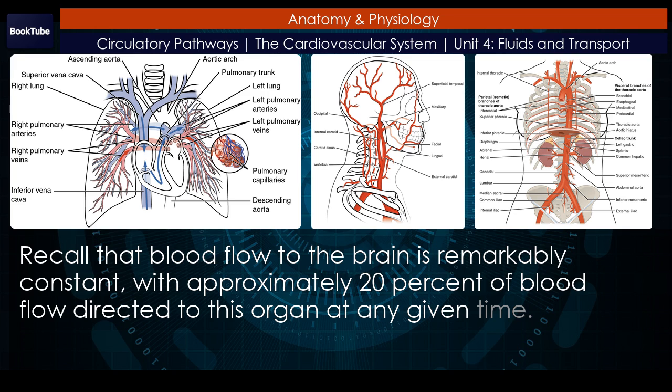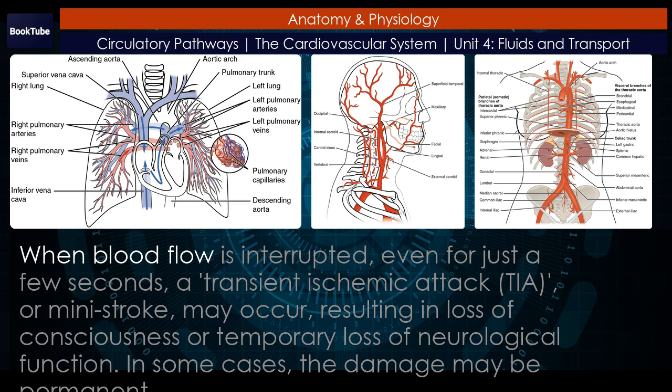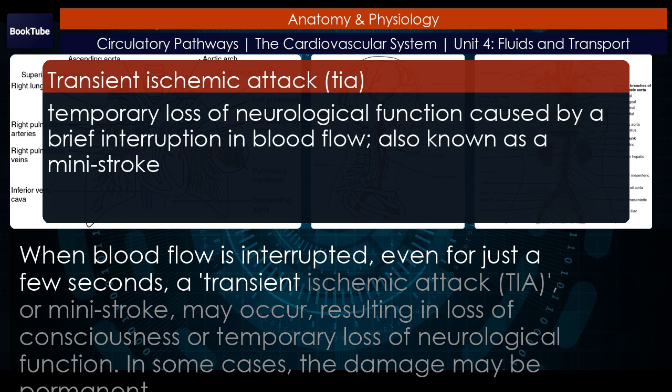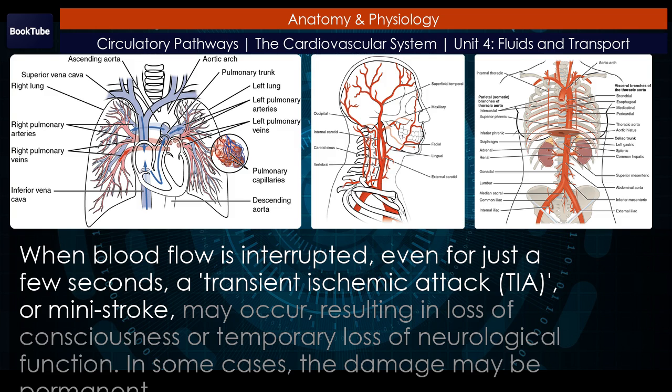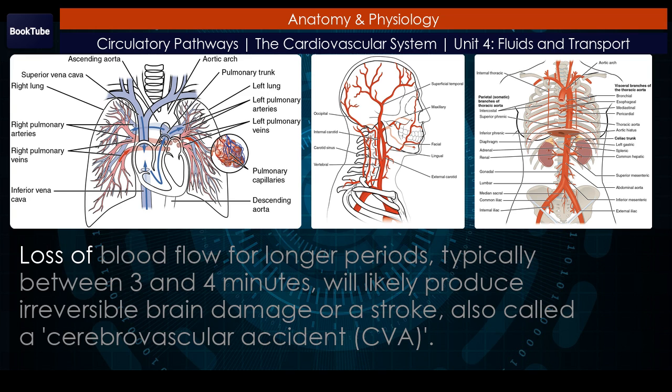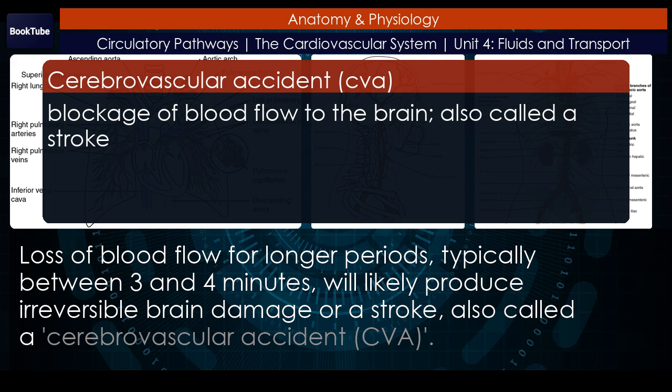at any given time. When blood flow is interrupted, even for just a few seconds, a transient ischemic attack, TIA, or mini-stroke, may occur, resulting in loss of consciousness or temporary loss of neurological function. In some cases, the damage may be permanent. Loss of blood flow for longer periods, typically between 3 and 4 minutes, will likely produce irreversible brain damage or a stroke, also called a cerebrovascular accident, CVA.